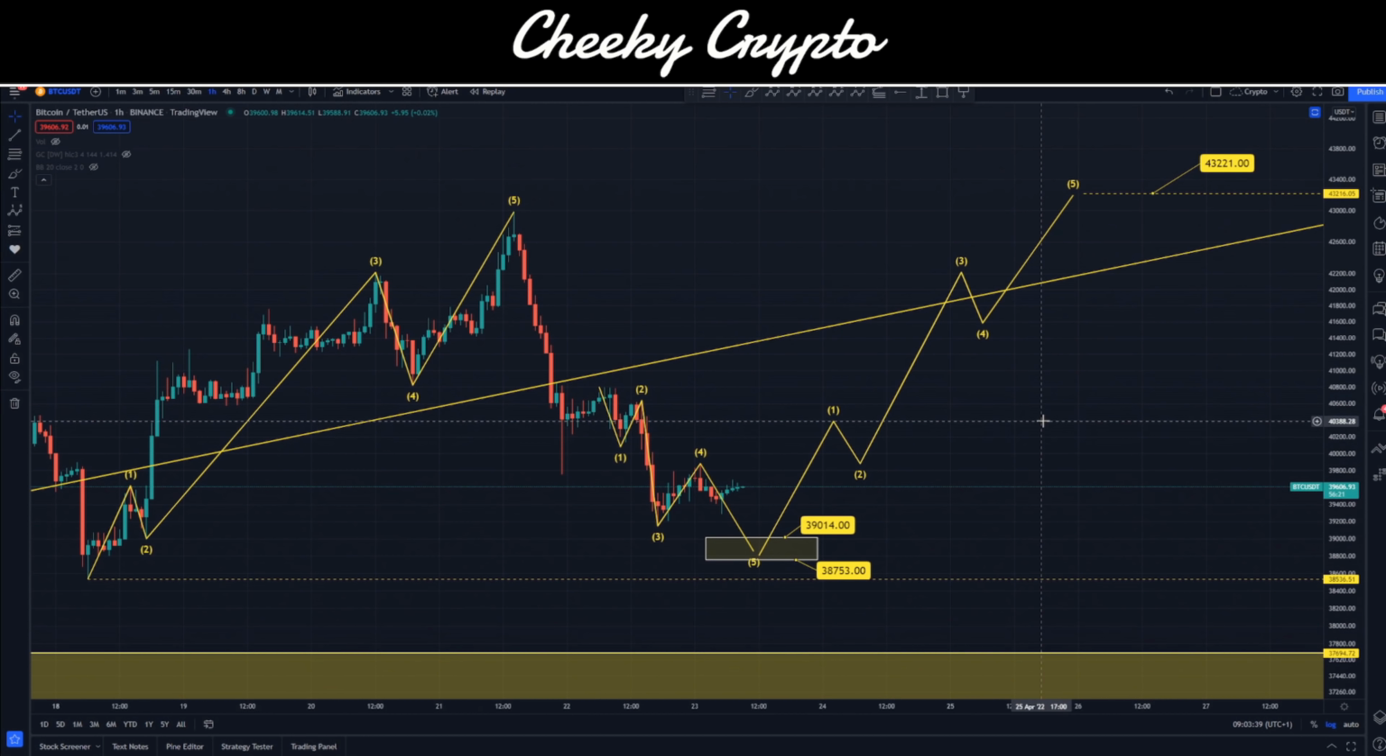Okay, cool. So on our micro time frame on this hourly chart, what do we have? 5-3-5 moving up.